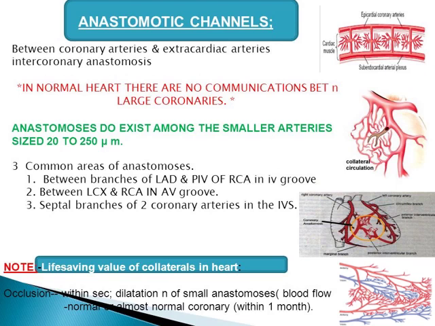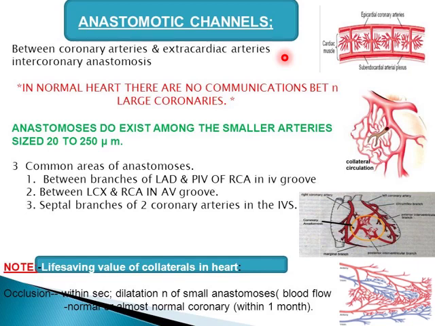So a bit on these anastomotic channels that are formed between the coronary arteries. There are collateral channels that are formed between extracardiac arteries also, that is between the coronary arteries and the pericardiacophrenic arteries, which are very much related to the surface of the heart, like a few of the bronchial arteries and a few of the esophageal arteries. They are intercoronary anastomosis also.